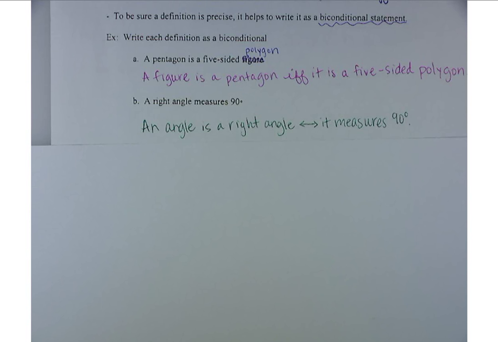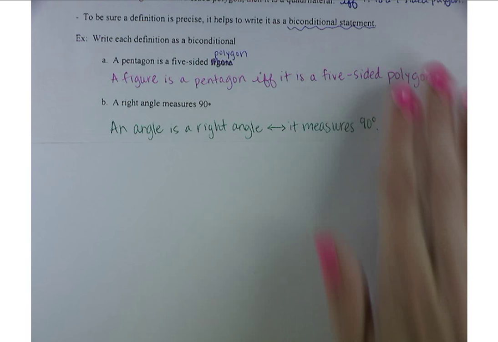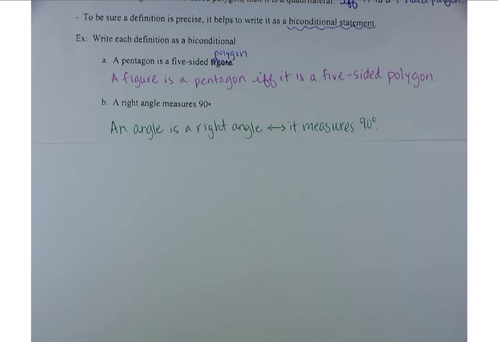So the double-sided arrow stands in for if and only if? Yes. So another way you can write the if and only if is with your double-sided arrow, which is what I did here. So an angle is a right angle if and only if it measures 90 degrees. How do we do on that?